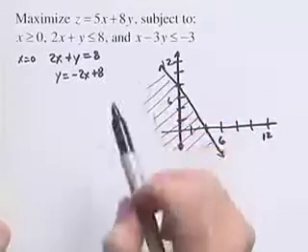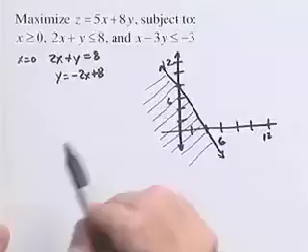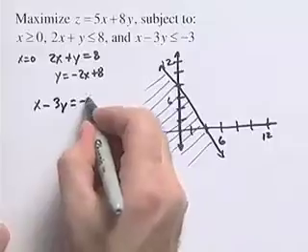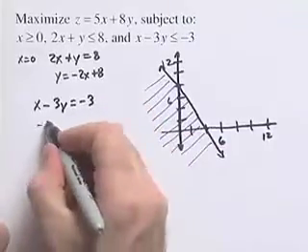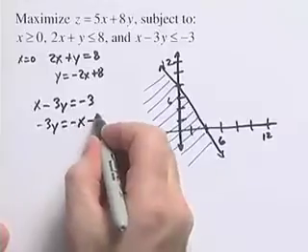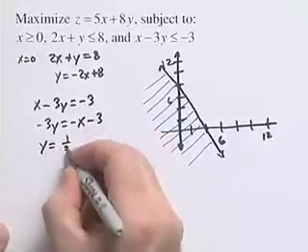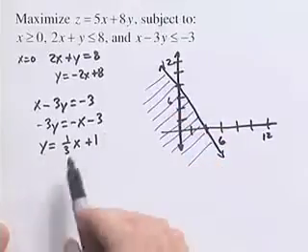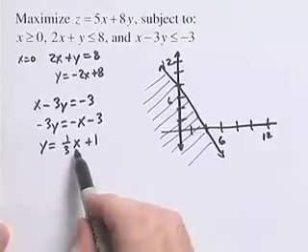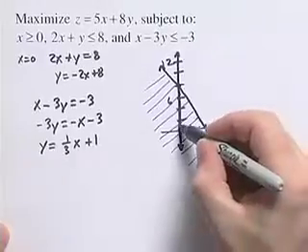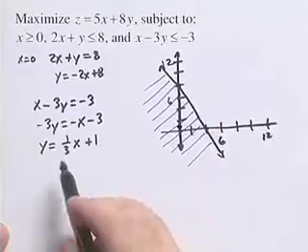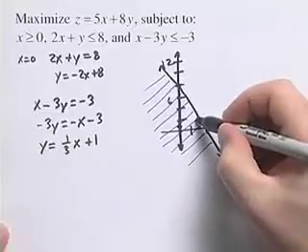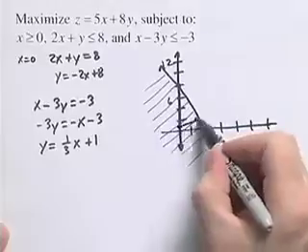Next, we're going to look at our last inequality constraint. We have x minus 3y is less than or equal to negative 3. If we consider that as an equation, x minus 3y equals negative 3. Again, we're going to solve for y. Negative 3y equals negative x minus 3. Y is equal to 1/3 x plus 1. The inequality is non-strict, so we're going to graph this line with a solid line. We need a couple of points again. If we let x equal 0, y is equal to 1. That'll put us right there. And if we let x equal 3, then y will equal 2. So 3, 2. I'm going to go ahead and graph that.